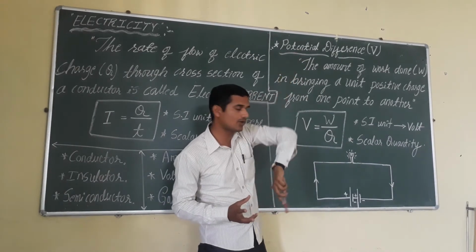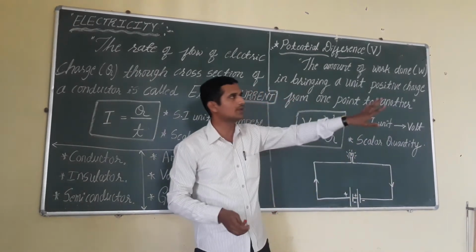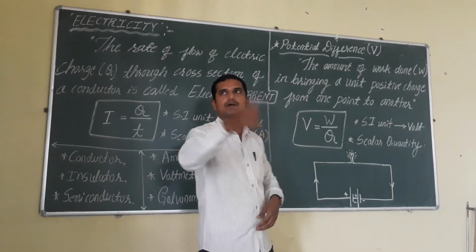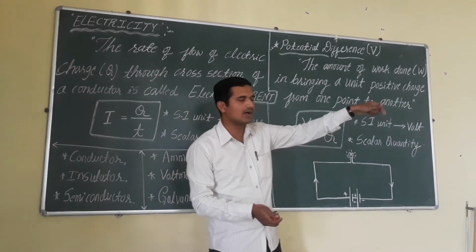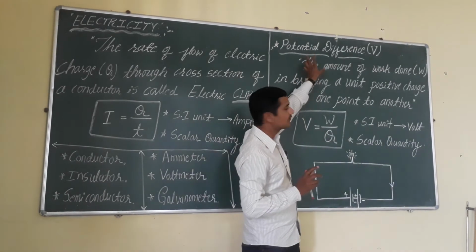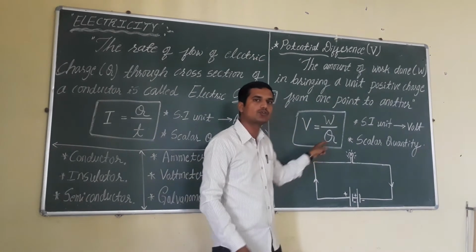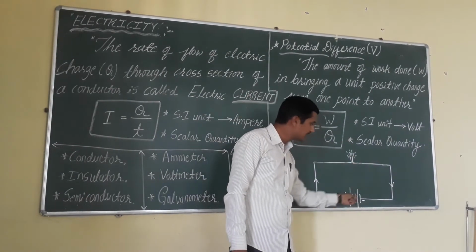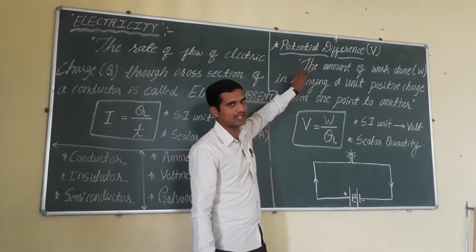Because of that concept only, the bulb will start glowing. Suppose you switch on the button of your tube light or the fan, whatever it may be, immediately the charges will start flowing. The same concept here. The potential difference between these two points is the amount of work done in bringing a unit positive charge from this point to this point. This is simply called the electric potential or potential difference.